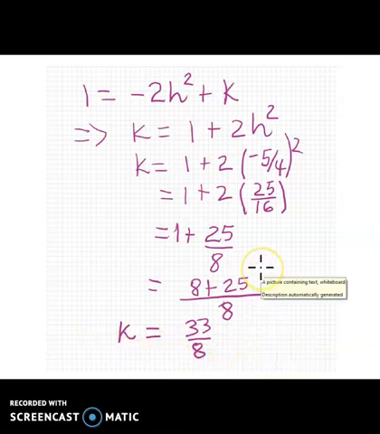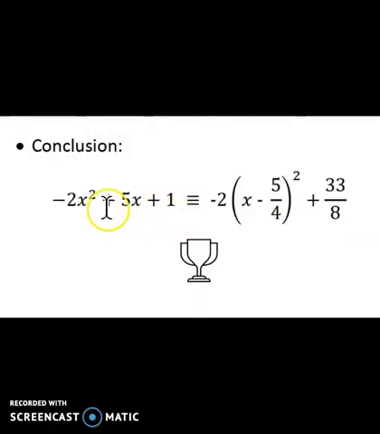So in conclusion, we put everything together. You can rewrite this as minus 2(x minus 5 over 4) all squared plus 33 on 8. So our h becomes minus 5 over 4, k becomes 33 on 8, and a becomes negative 2. Congratulations, you have just completed the square by using the method of comparing coefficients. Trophy and handshakes.